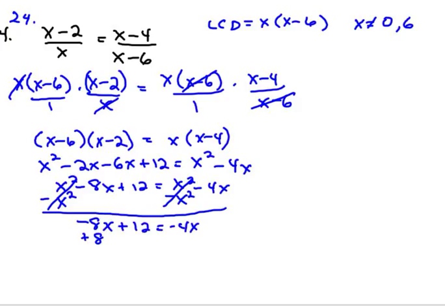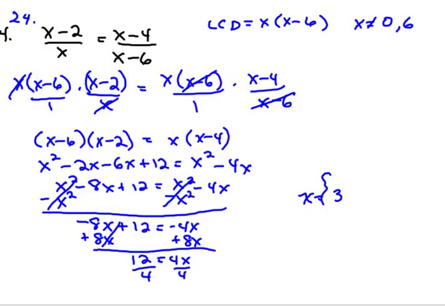We'll add 8x, and 12 equals 4x. Divide by 4, and your possible answer is x equals 3. 3 is not one of the excluded values. That's your answer.